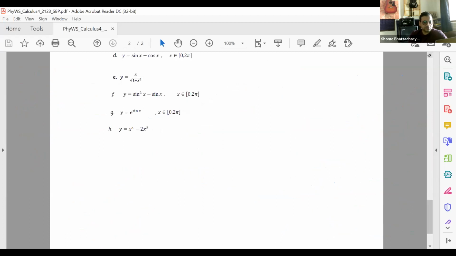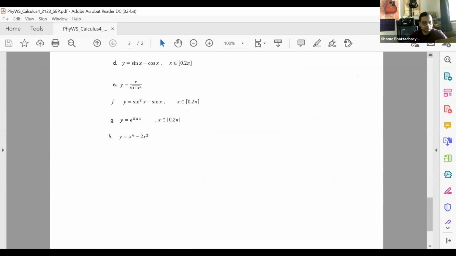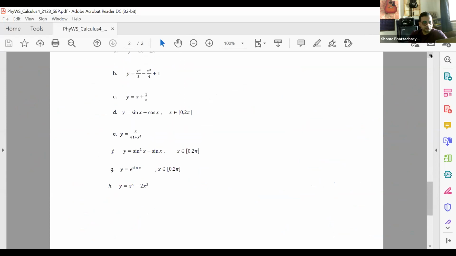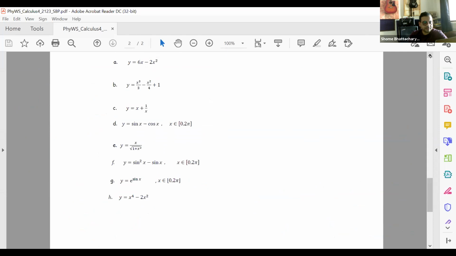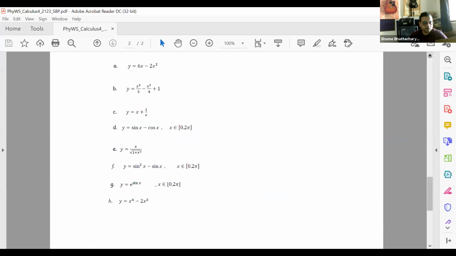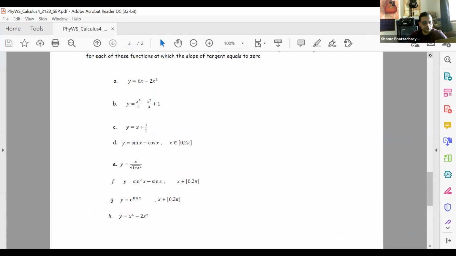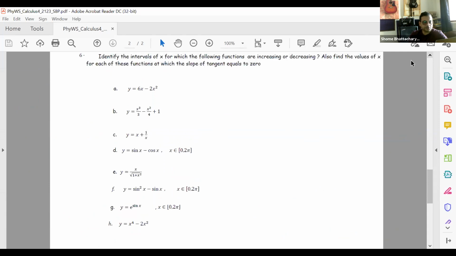Now let's pick up some examples from the last question. Here we have to find the intervals in X for which the function is decreasing or increasing, or in other words, the intervals of X for which the slope is positive or negative. We have to apply the concept we learned: if dy by dx is greater than 0, the function is increasing, and if dy by dx is less than 0, the function is decreasing in that interval.